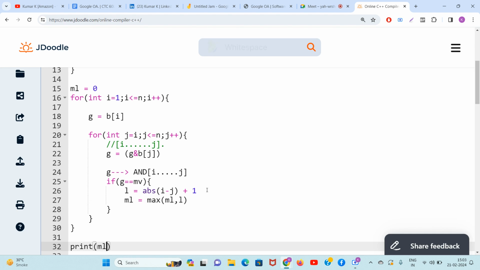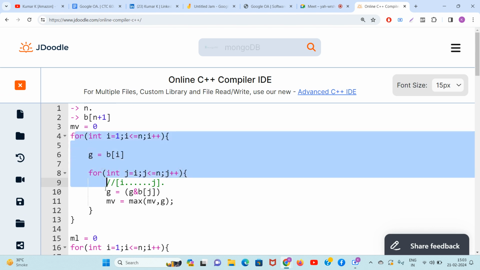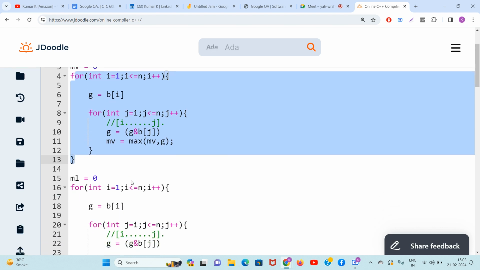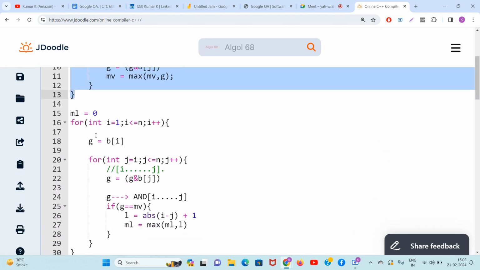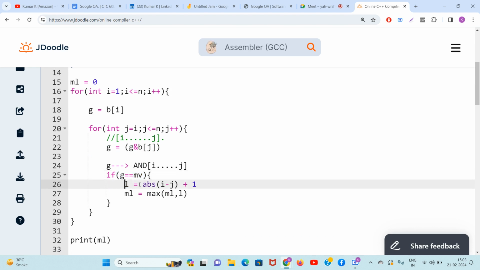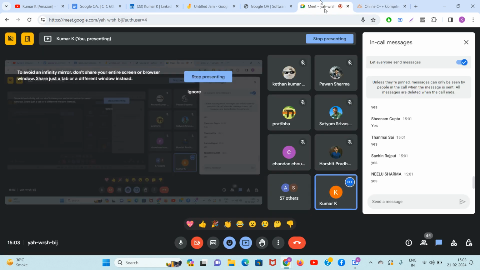So guys, what did I do in the algorithm? First, I find the maximum possible AND value of a subarray. Once that is done, I find which are the subarrays having that maximum value. See, if G equals MV, it means that is a valid subarray. I check its size and I take the maximum of all these sizes, that is the longest subarray.